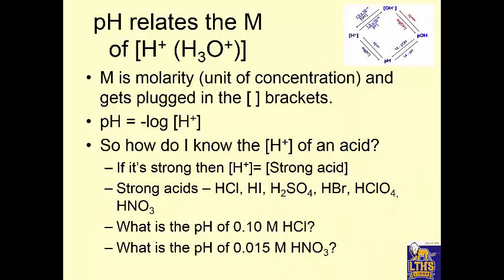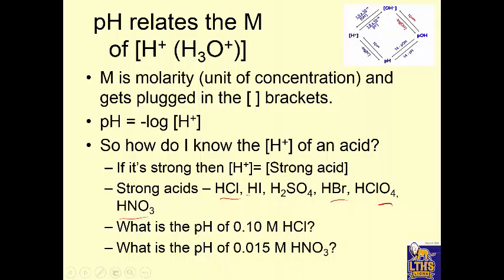Now we're going to talk about acids. So how do I know the concentration of hydrogen in an acid? Well, we're going to look at strong acids for this only. If it's a strong acid, then the H plus concentration equals the concentration of strong acid. Why? Because remember, strong means it breaks up totally. So if I have one of these 6 acids, and I'm given the molarity of it, then I automatically know the concentration of H plus.